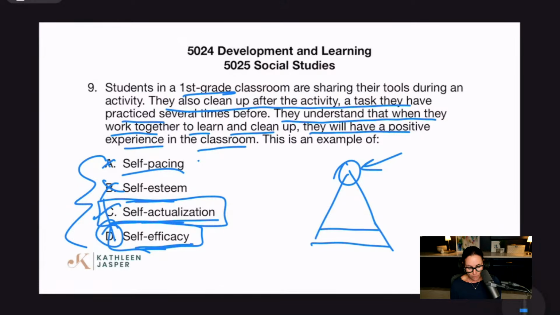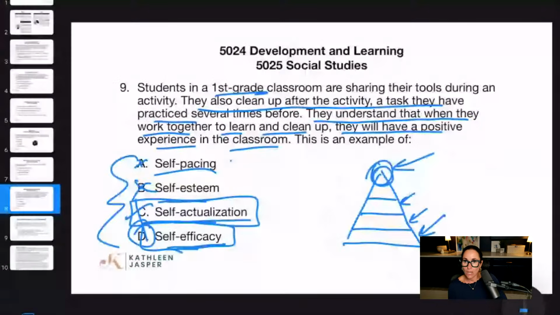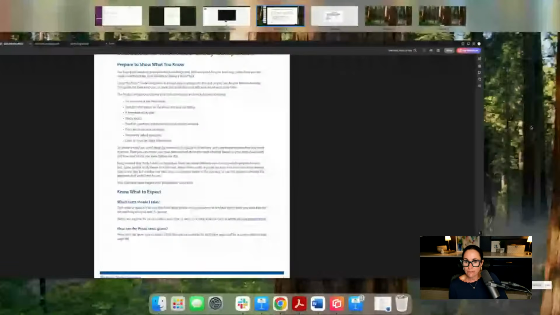Remember, our Maslow's hierarchy of needs, we have the basic needs at the bottom, shelter, food, all of that. We move up, love and belonging, self-esteem, and then, of course, self-actualization is at the top, all right? All of that is in the book. Both books, okay? All right, so we are on the constructed response.